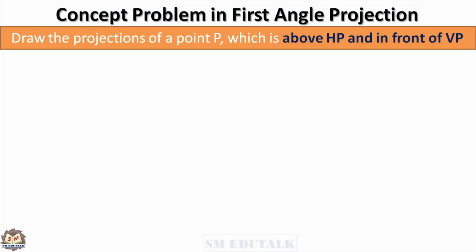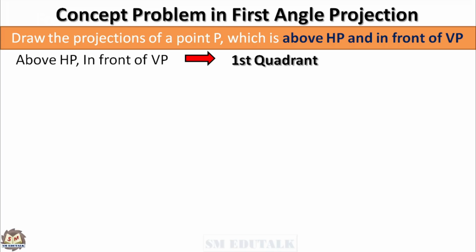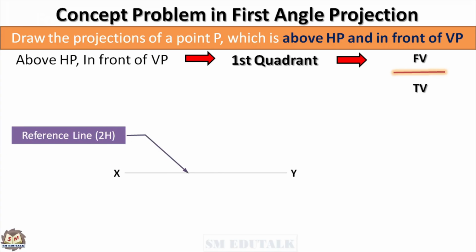Okay, now we are solving the same concept problem and drawing the projections directly on a 2D plane or a drawing sheet. In this problem, the position of the point P is above HP and in front of VP. It means the point P is located in first quadrant. Hence, we follow the first angle projection. As per first angle projection, front view goes above XY and top view goes below XY line. Let us start to draw. First, draw a horizontal thin line using 2H pencil.